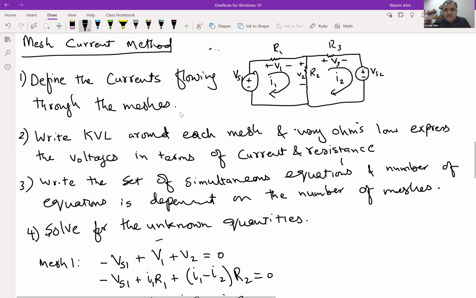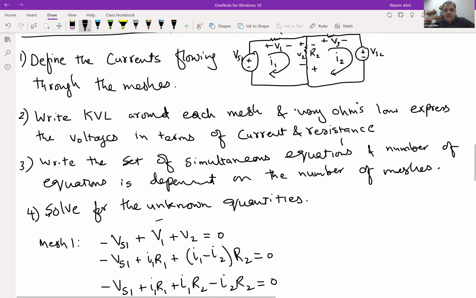Okay, so for mesh number 1, you take the positive sign on the top there in the direction of the current. When you're doing mesh number 2, the polarity is going to be considered like this for this element. So that is just a habit that you have to develop when using this process, because we write these mesh equations like that.